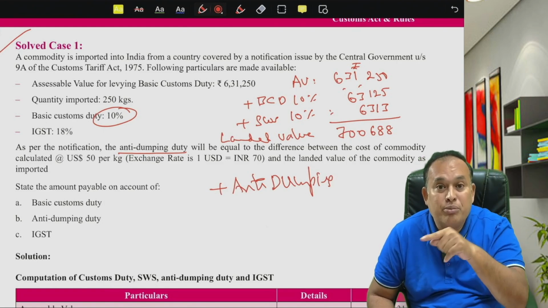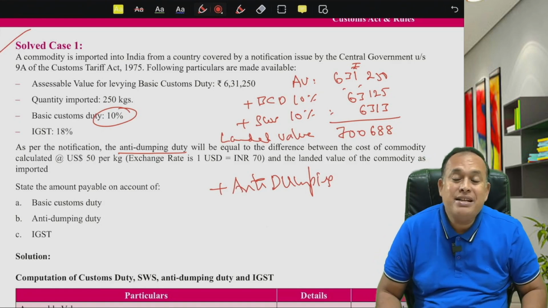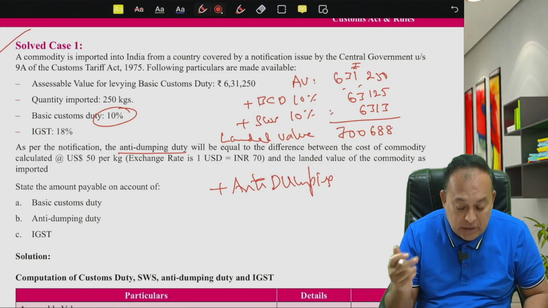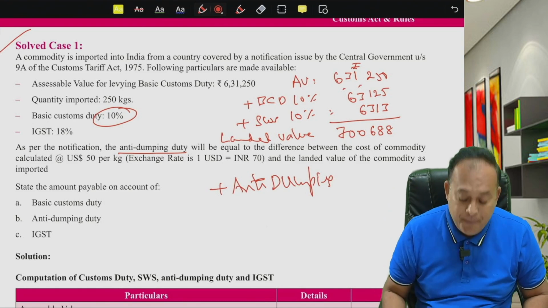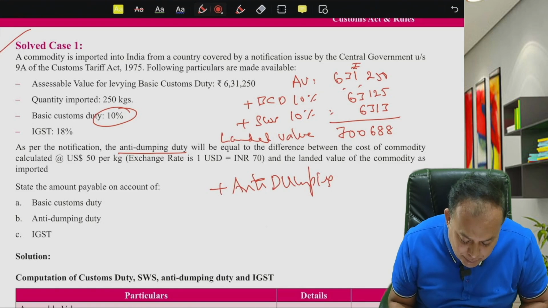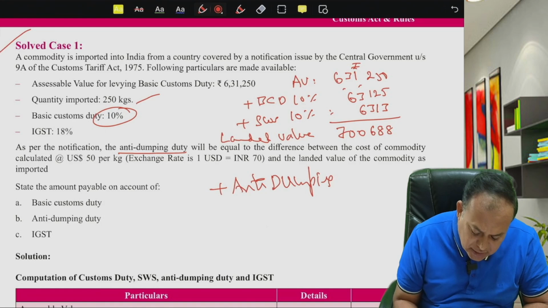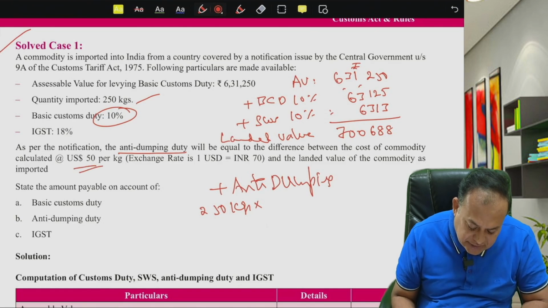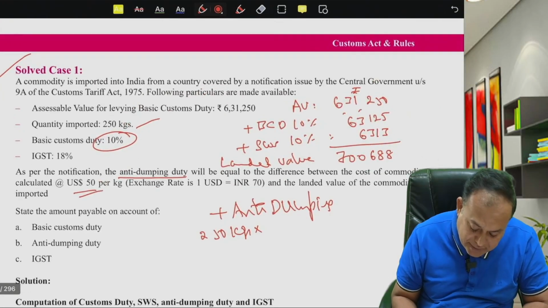Here, the landed value including BCD and social welfare surcharge is equal to 7,00,688. So, anti-dumping duty is equal to market value minus landed value. That much will be levied because otherwise the Indian market will get affected. Therefore, the government says, what is the market value for the imported goods? They have imported 250 kgs. Very good. Each kg, how much, and the exchange rate? They said $50 per unit, per kg.